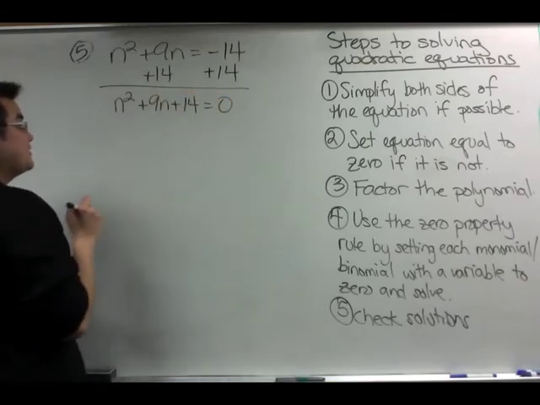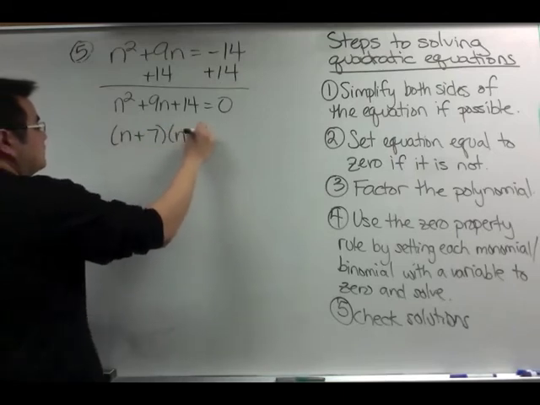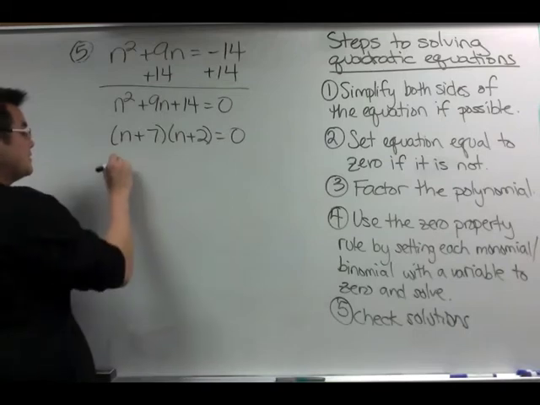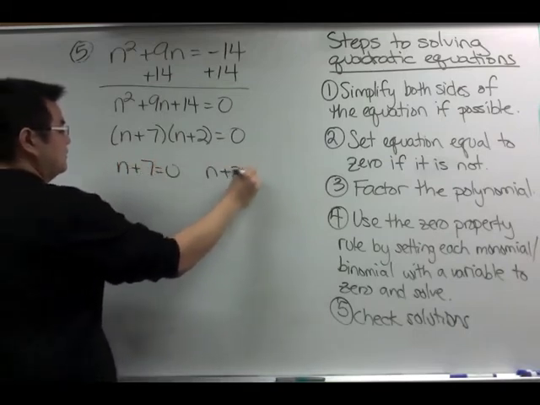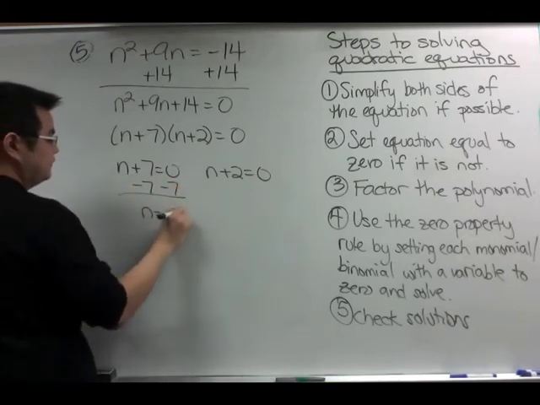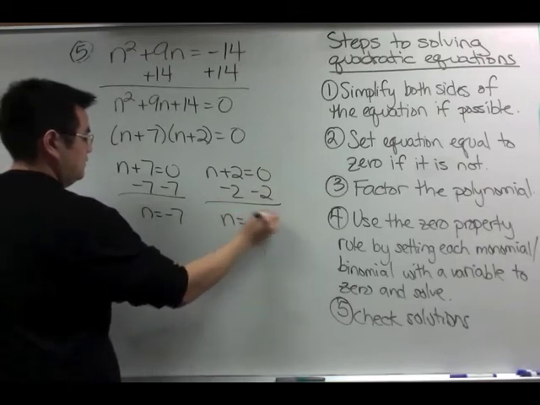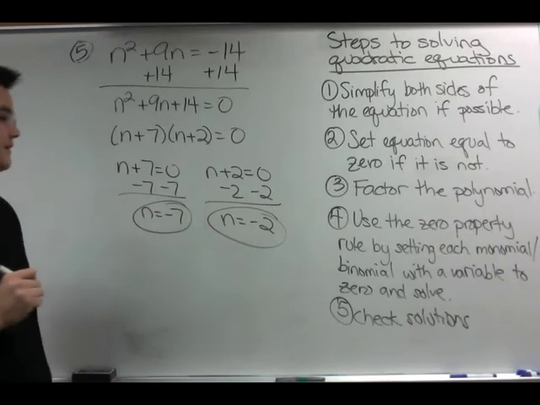Then we're going to factor the polynomial. Set each binomial equal to 0. Solve each equation. And get n is equal to negative 2 and n is equal to negative 7.